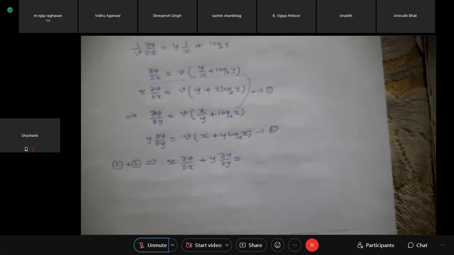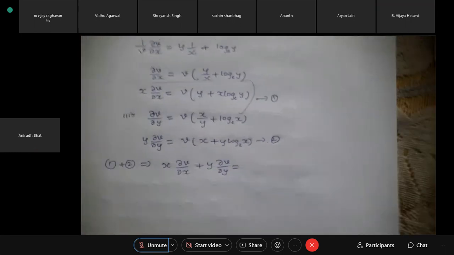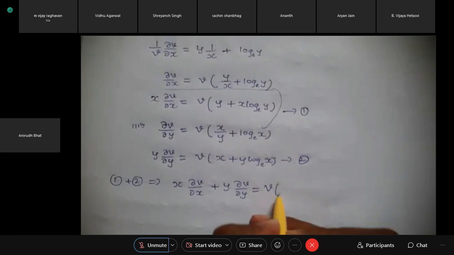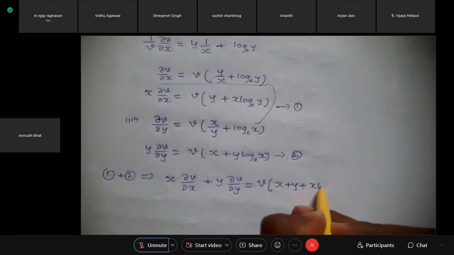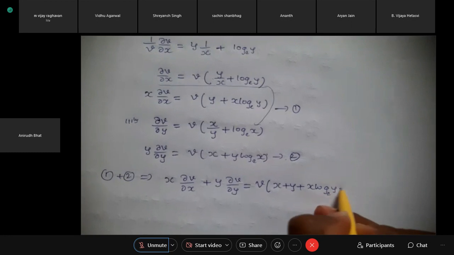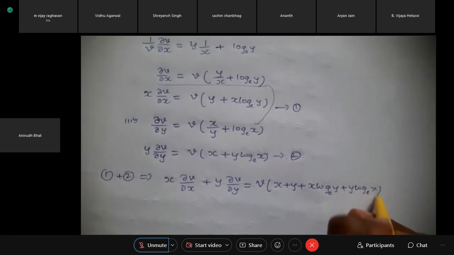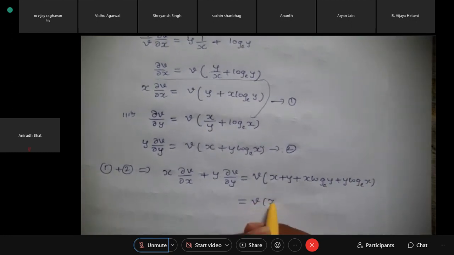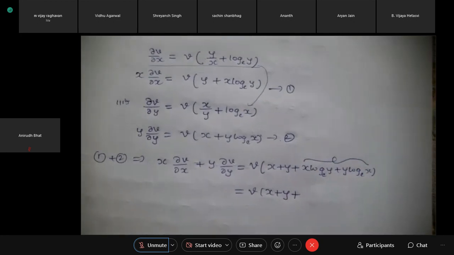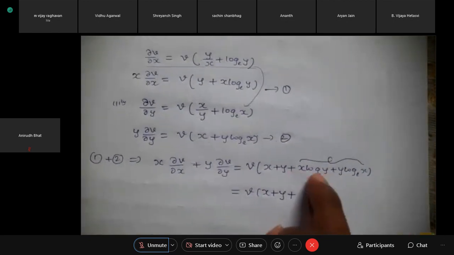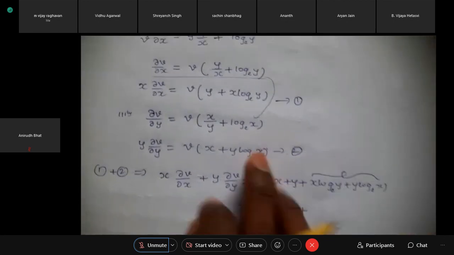So taking v common, x plus y. V common, okay, done. X plus y plus x log y plus y log x. Okay, v times x plus y I will retain as it is. You just observe the third and fourth term of this expression, x log y plus y log x.